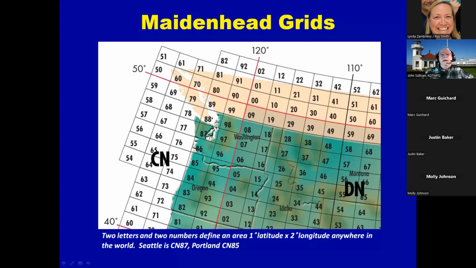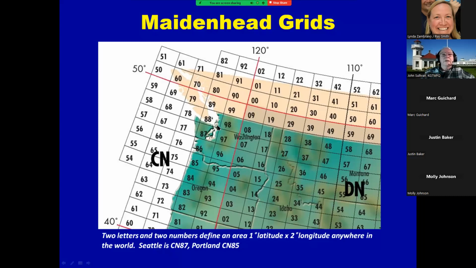alphabetically, and then from the pole south to the north, the alphabet goes down the alphabet. So, for instance, CO would be north of CN. And then within each of those squares, you've got basically 100 subsquares. So CN87, if you were to look here, that would put it right here. And you could see that would generally be in the Seattle, Washington area.